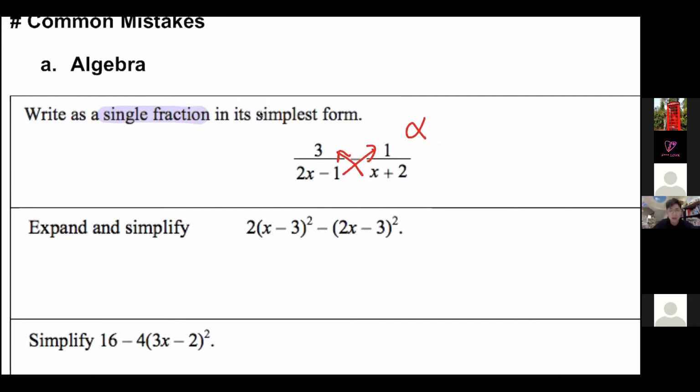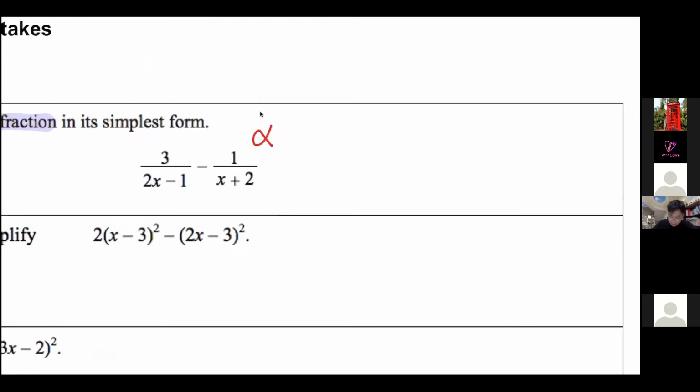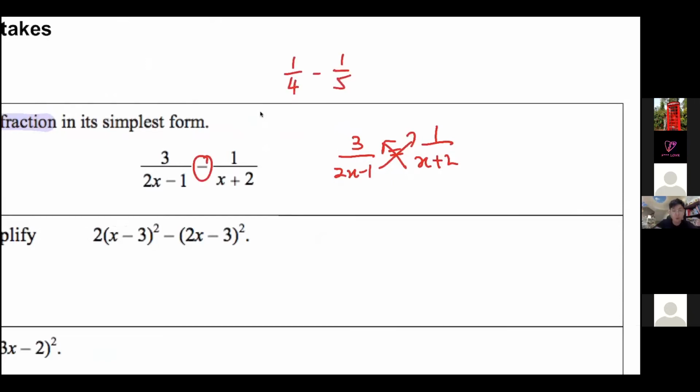Why? Because guys, in the middle, it is a minus. You have to make it the same denominator before you can proceed to solve the question. Unless it is giving an equal. If it's an equal, then yes, you can just cross multiply. Do you understand? But this is a minus. How do we solve a minus, like 1 over 4 minus 1 over 5? We make it the same denominator by multiplying each of them together. Alright? So this is the first common mistake that students usually make.